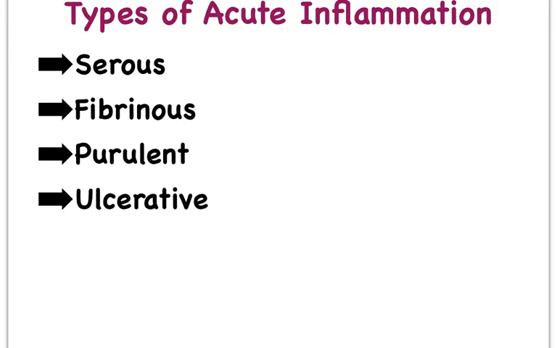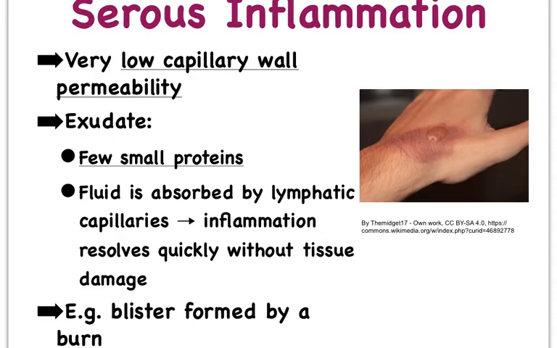There are four types of acute inflammation: serous, fibrinous, purulent, and ulcerative. We'll take a closer look at each one of them. Serous inflammation, remember, we'll think of the word or think of serous fluid. It's a watery fluid, or even serous glands. They secrete a rather watery fluid.